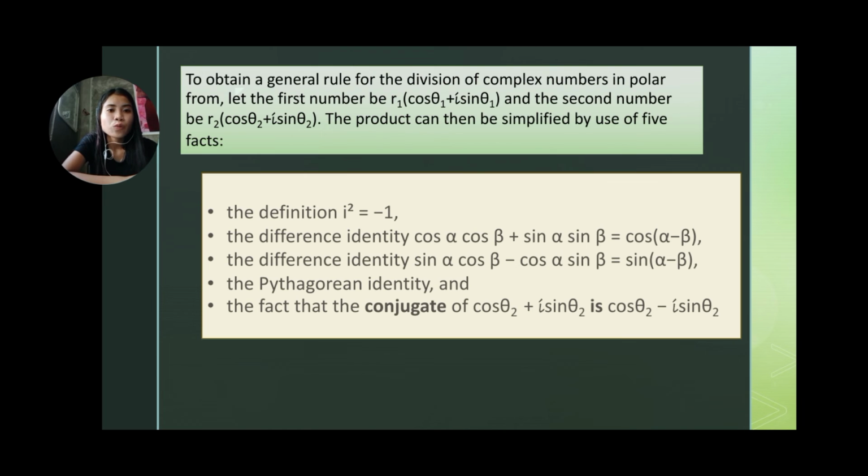the definition i squared is equal to negative 1. Second, the difference identity cos alpha cos beta plus sin alpha sin beta is equal to cos of the quantity alpha minus beta. And the third is the difference identity sin alpha cos beta minus cos alpha sin beta is equal to sin of the quantity alpha minus beta. Then the Pythagorean identity, and lastly, the fact that the conjugate of cos theta sub 2 plus i sin theta sub 2 is cos theta sub 2 minus i sin theta sub 2.